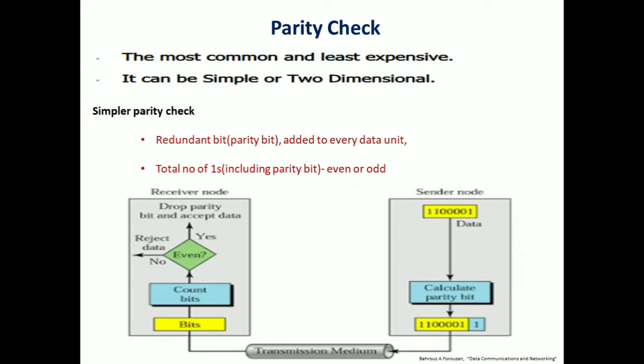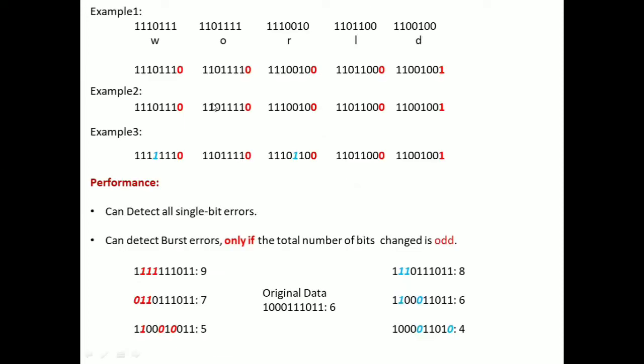Let us make this clear with the help of an example. So let us take the ASCII representation of the letters W, O, R, L and D. These are the corresponding ASCII representations for the English small letters W, O, R, L and D. So here if we are following even parity, let us see how we are going to add the redundant bit or parity bit. So how many ones are there here? 1, 2, 3, 4, 5, 6. So the total number of ones is 6.